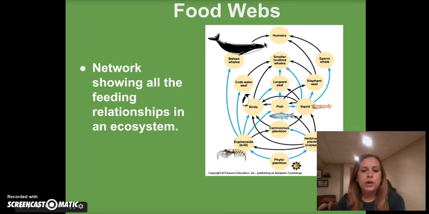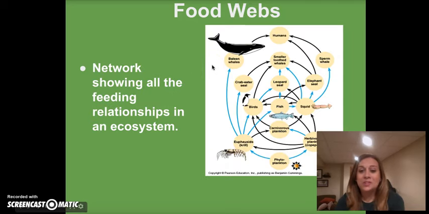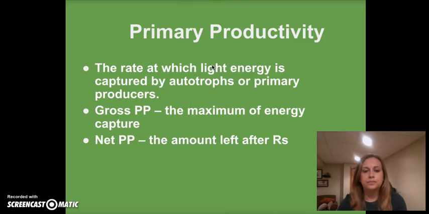But then with the food web, this is going to be a network that shows all of the different feeding relationships within an ecosystem. So as the food chain is really just a chain from one to the next, a food web looks a lot messier, and it's got all of the different relationships. So it's sort of like intertwining a bunch of food chains together and seeing all of the crossovers between them.